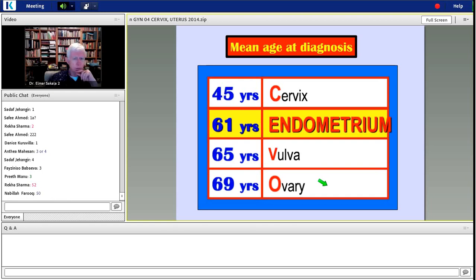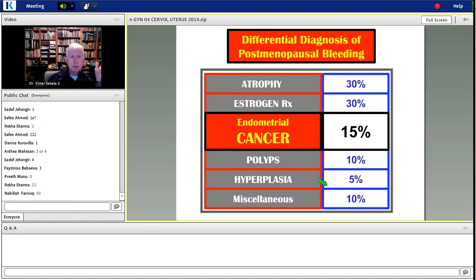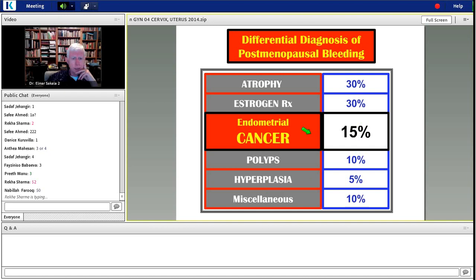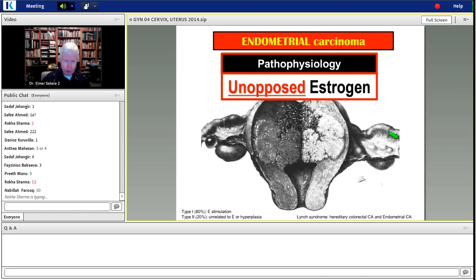10 years post-menopause. So it's a slow-growing tumor. If we look at the various causes of postmenopausal bleeding: atrophy, estrogen treatment, endometrial cancer, polyps, hyperplasia, and others, you can see that endometrial carcinoma is the minority. It's only 15%. And yet it's the most severe. That's why we need to get aggressive in making the diagnosis and appropriate treatment.